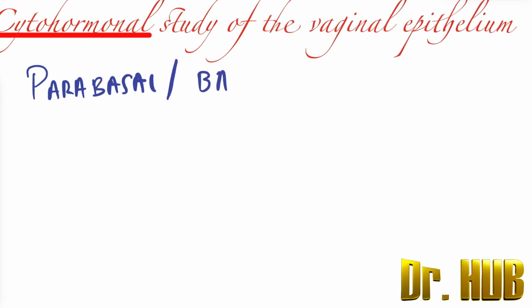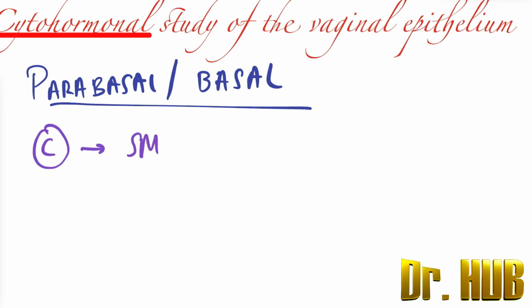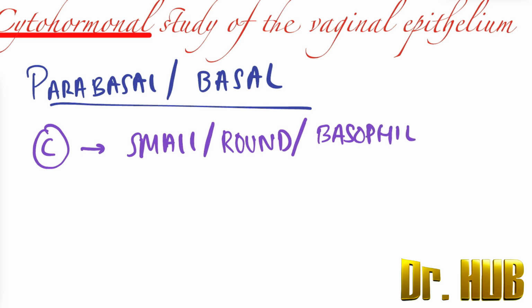To begin with, the parabasal and the basal layer. These are small, round, basophilic cells, and they have large nuclei.